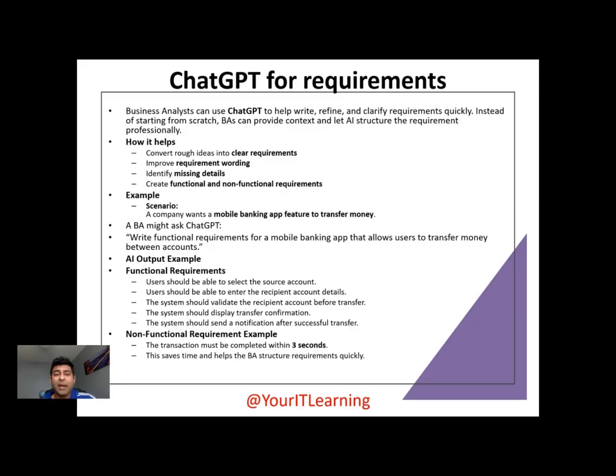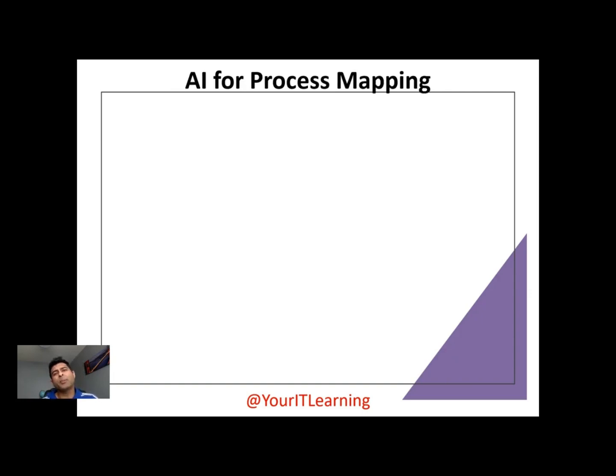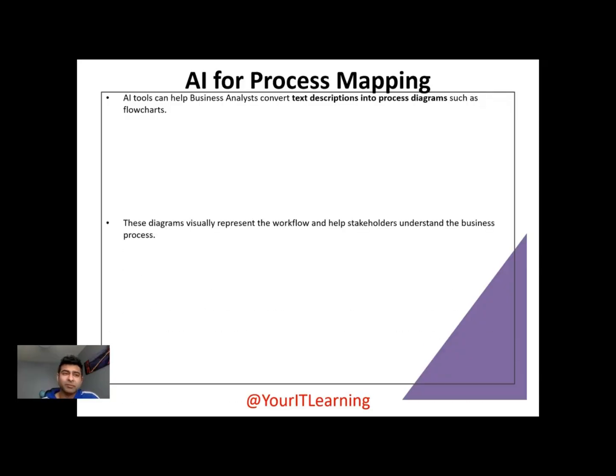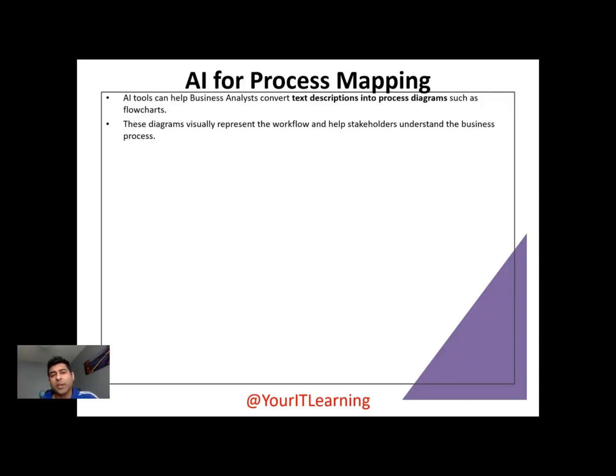So maybe if you go to one bank, it might take, sorry, not 10 minutes, it might take around a minute. The other bank might do everything in 30 seconds. So how quickly the machine is working, these are the non-functional requirements. AI for process mapping. AI tools can help business analysts convert text descriptions into process diagrams such as flowcharts. These diagrams visually represent the workflow and help stakeholders understand the business processes.